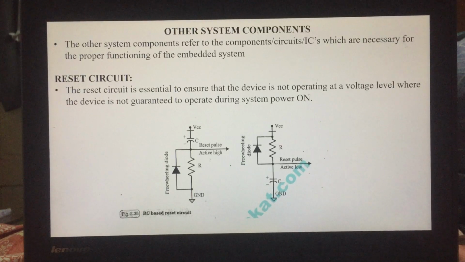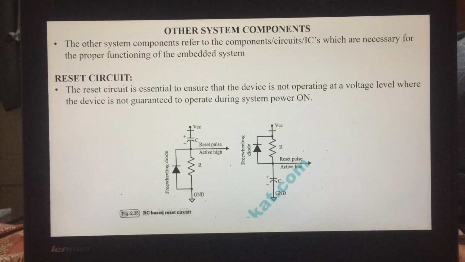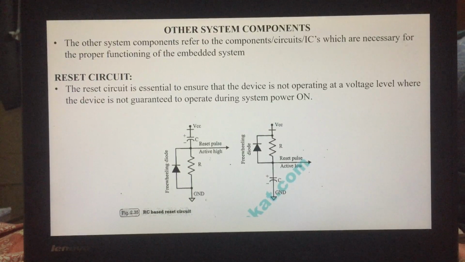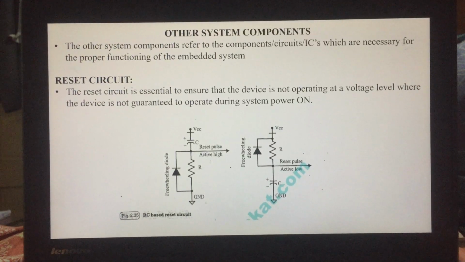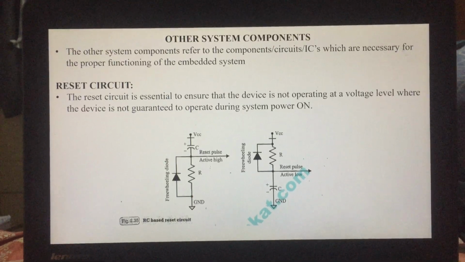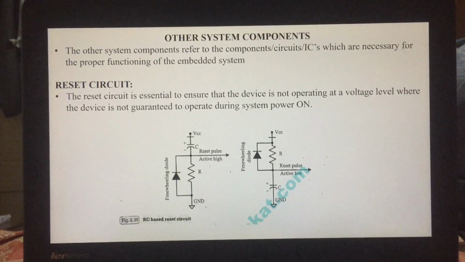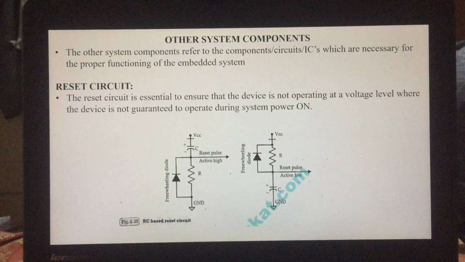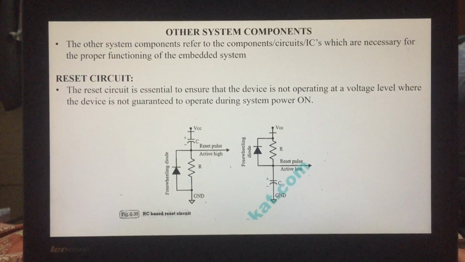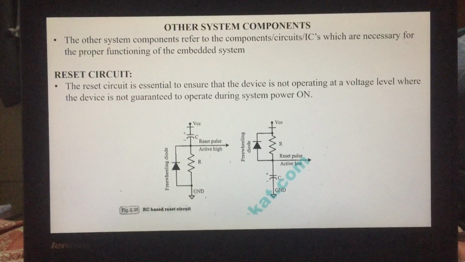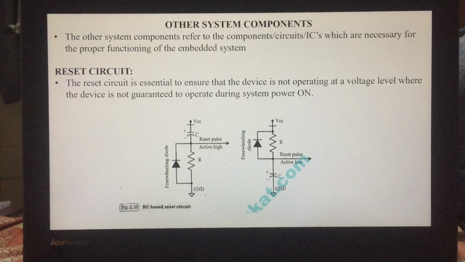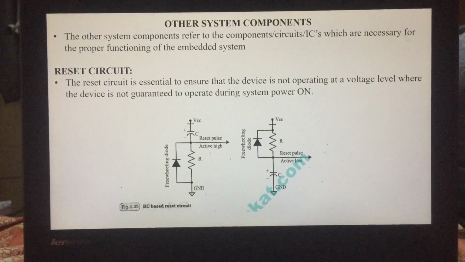Examples of circuits or ICs which are essential for the proper functioning of the processor or controller are watchdog timer, reset IC, it is a passive circuit, brownout protection IC, it is a passive circuit. Passive circuit means the circuit will not generate power but it will store, dissipate and release the power. Some of the controllers or system on chip integrate these components within a single IC and there is no need to connect these components externally.